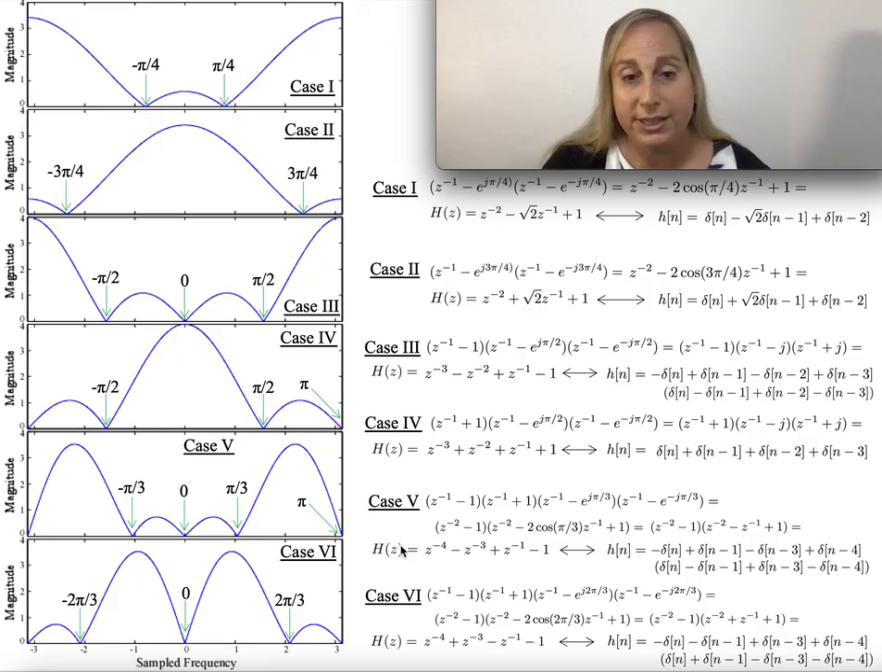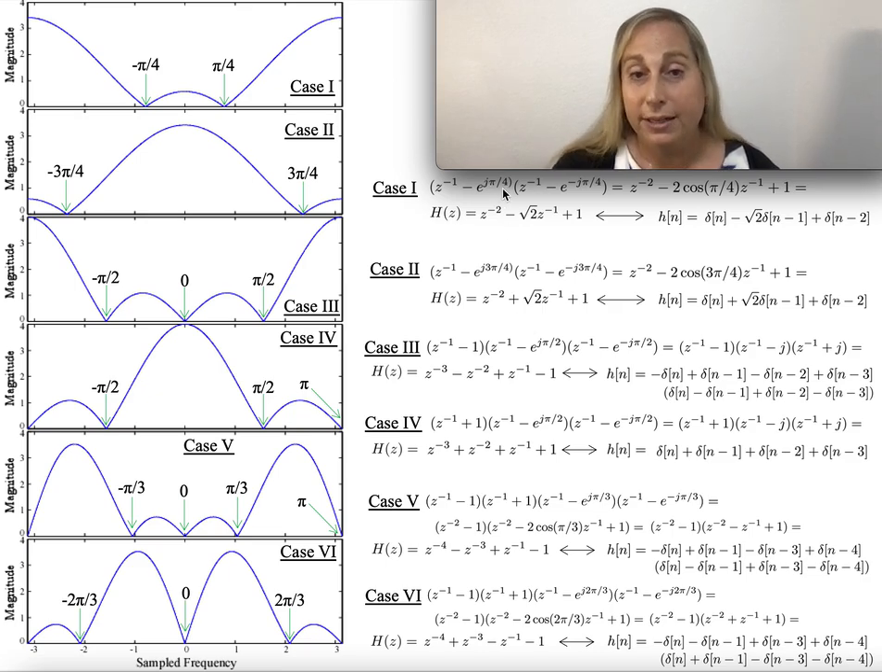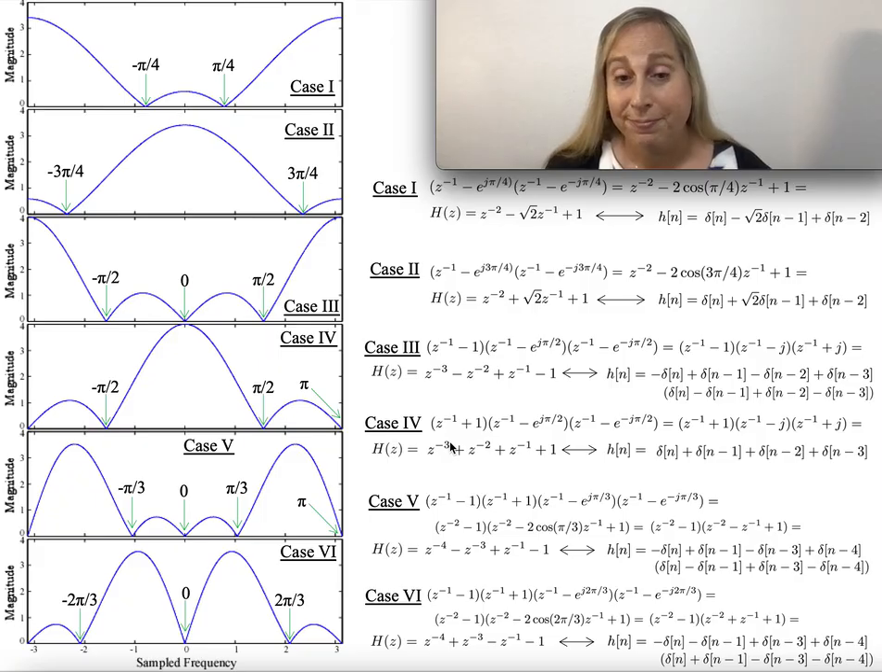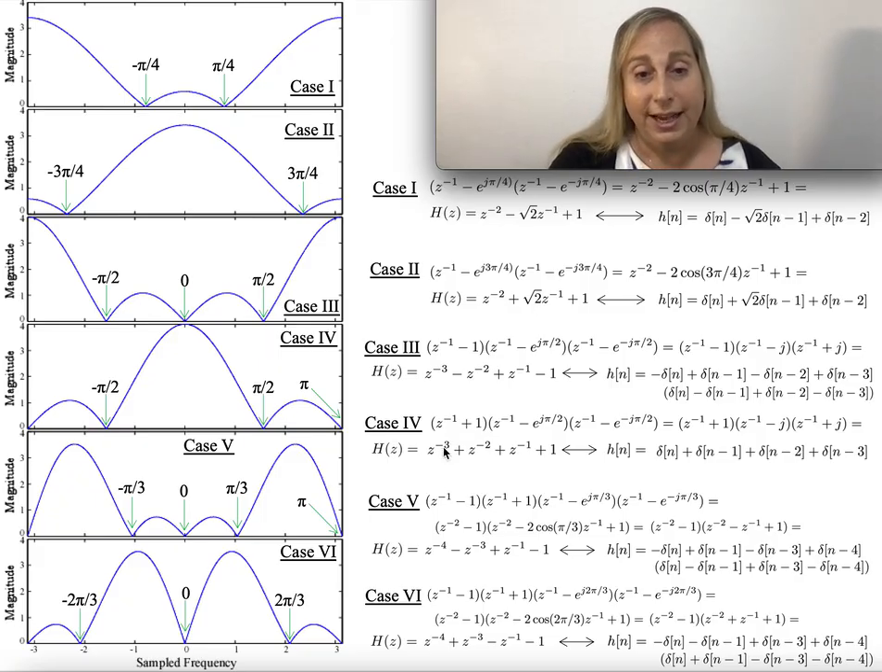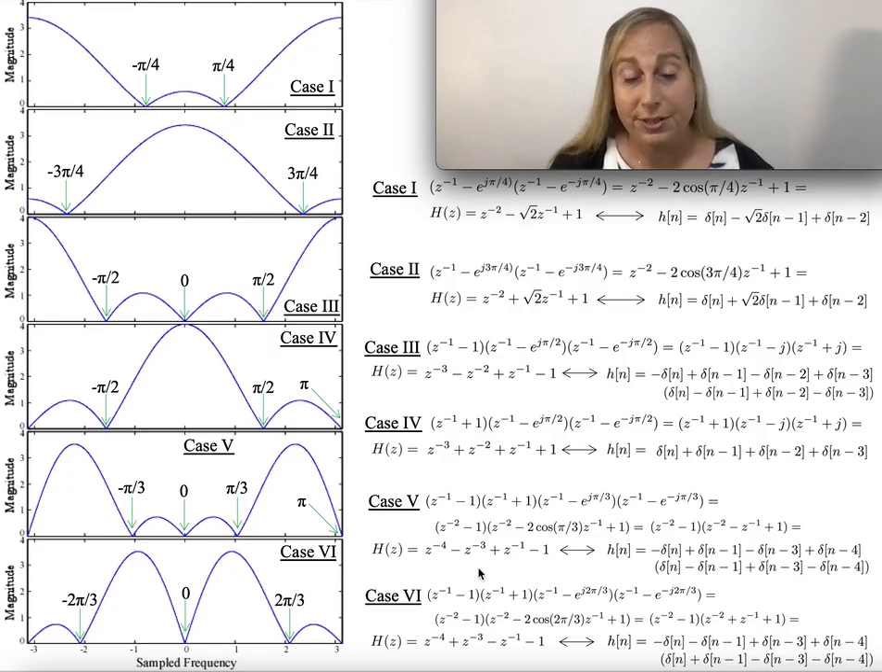And so I made 6 cases here, two of them with 2 zeros. In fact, the zeros are almost in the same place. One is at a point of pi over 4 and minus pi over 4, so things are symmetric. And then 3 pi over 4 and minus 3 pi over 4. I've got 2 cases here with 3 zeros, interestingly placed. And I've got 2 cases with 4 zeros. And so I wanted to talk through this a little bit.